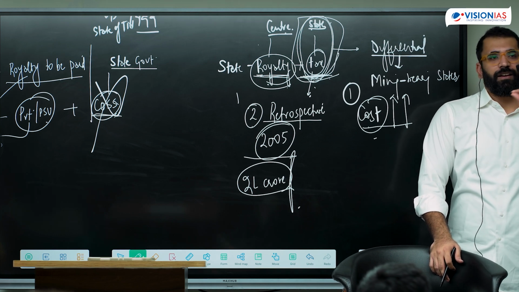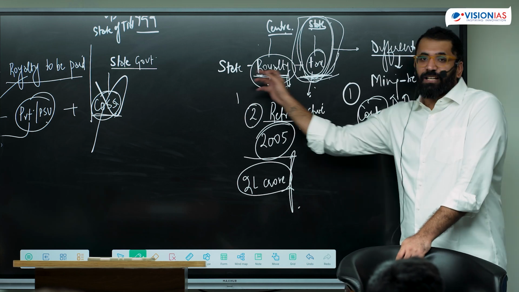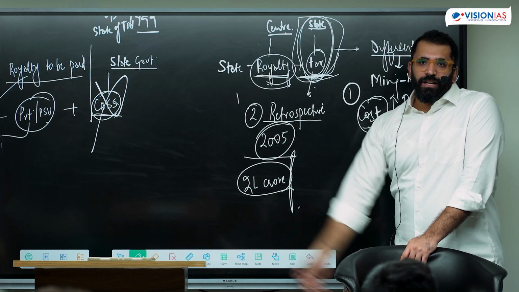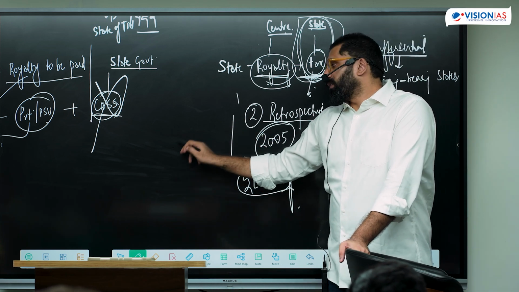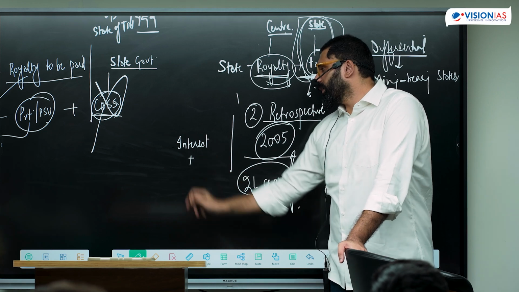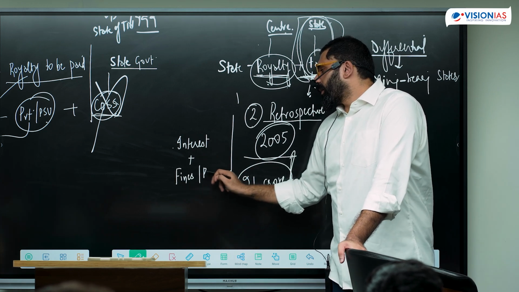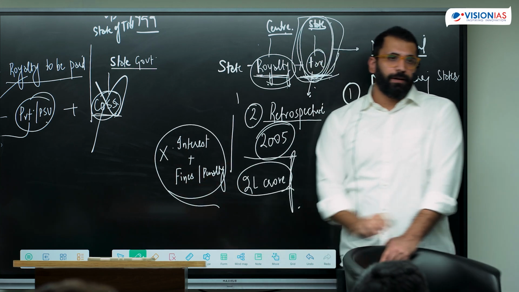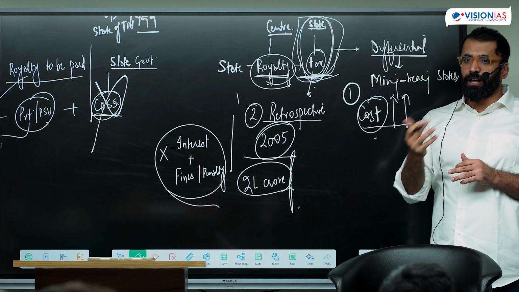Retrospective taxation in any case is a bad practice. The Supreme Court now has given this in favor of the state government. They can collect it retrospectively. The only relaxation which they have given is that from 2005 till 2024, whatever interest payments or fines or penalty there were, these they don't have to pay. So the tax amount has to be paid. The interest or the fines and penalties they don't have to pay.